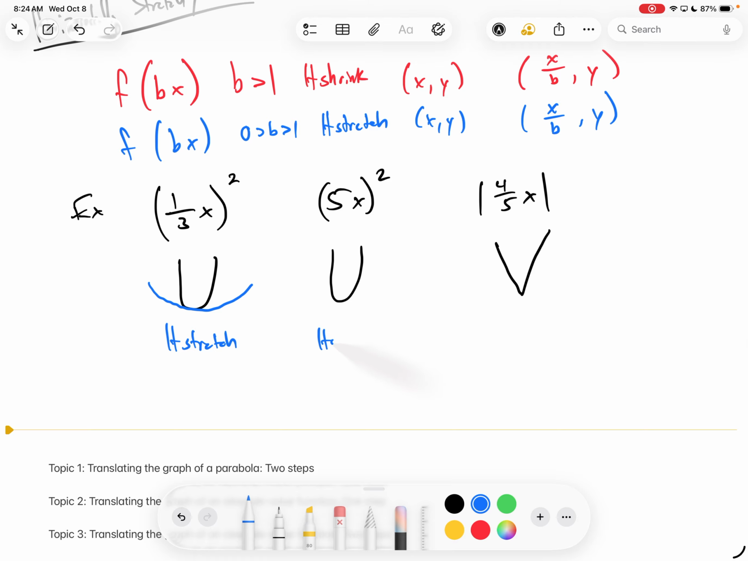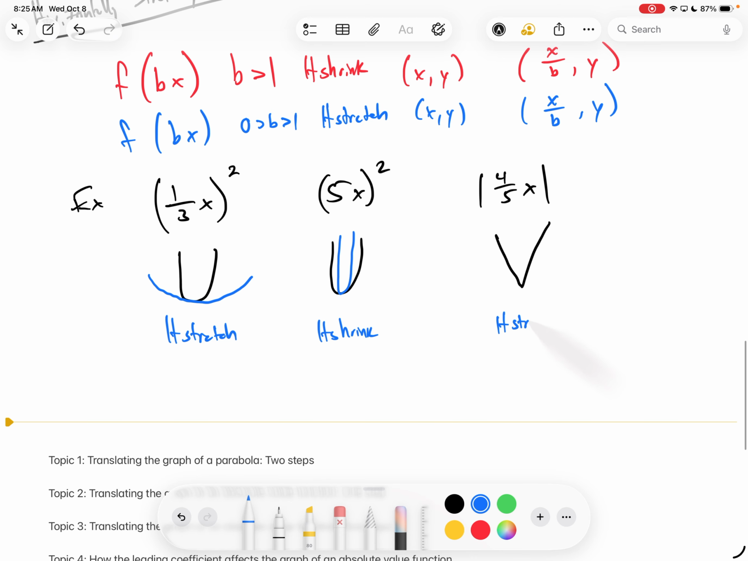On this one, I'm going to horizontally shrink it. So if I horizontally shrink it, I grab it from the left and the right and I push it in, it is actually going to look more like this. And this one, I would horizontally stretch it. Wouldn't be that much, but I would grab it from the left and right and I would stretch it. So it's always the opposite of what you think there.